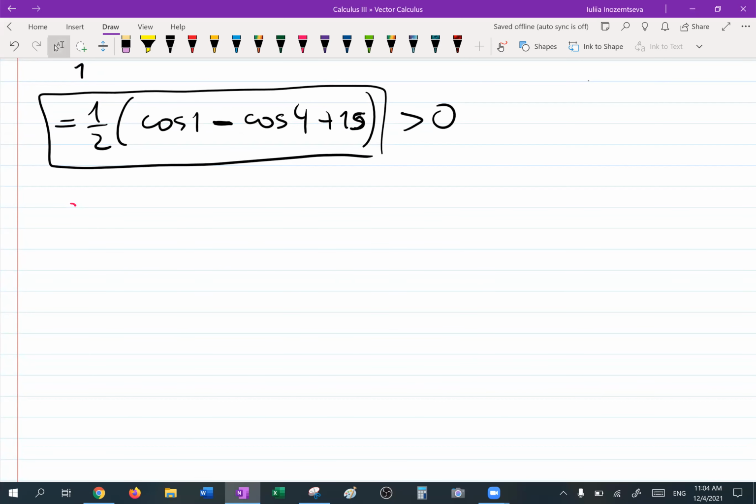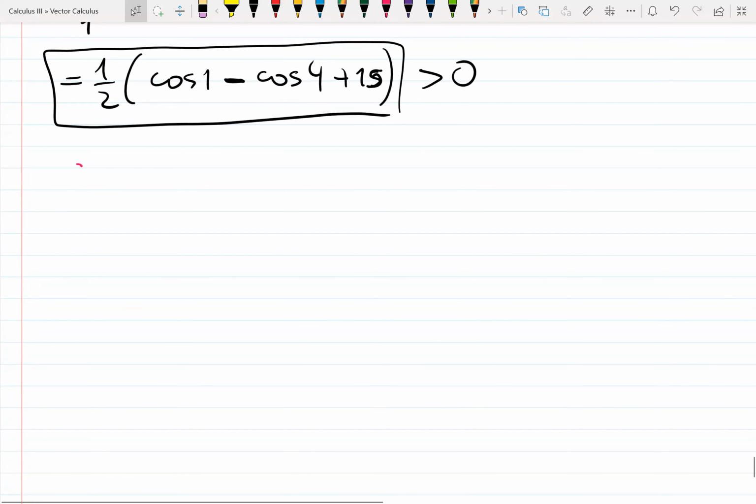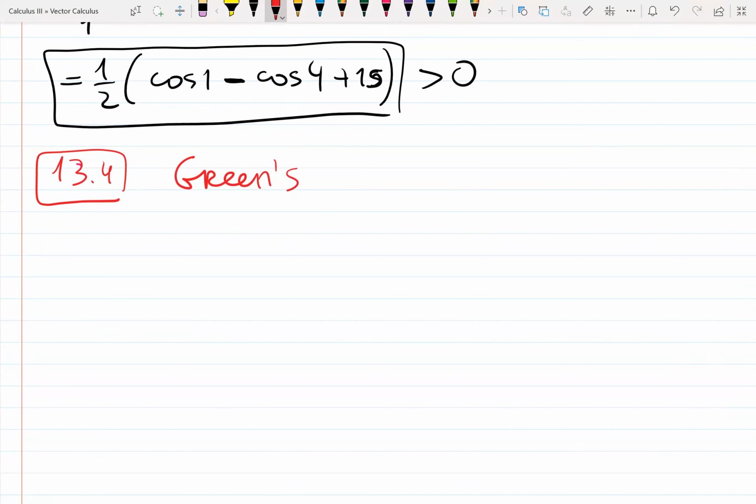Yes. Okay, good. Green Theorem. Since we mentioned Green Theorem, let's do that. Green Theorem, chapter 13.4. That is number 1 from your review, which was kindly provided with a solution from Kaylee.